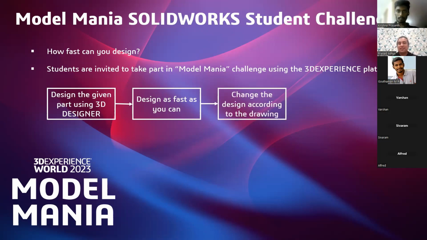And next, again, there will be two sketches. So since there will be two sketches, you have to design the first stage and then change whatever is there in the second stage. And you have to change it as fast as possible, because time will be running. And after you've done the modeling and the changes, you have to submit.